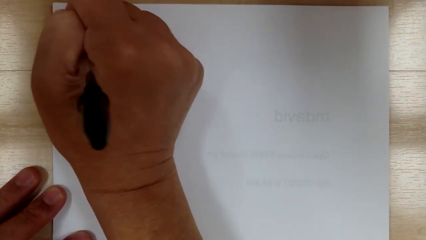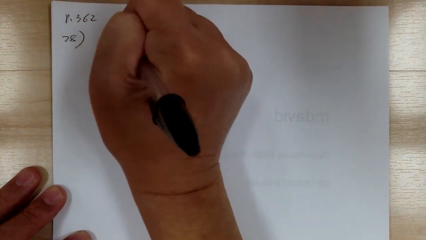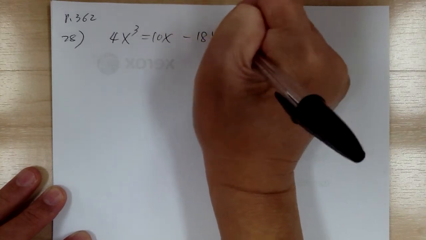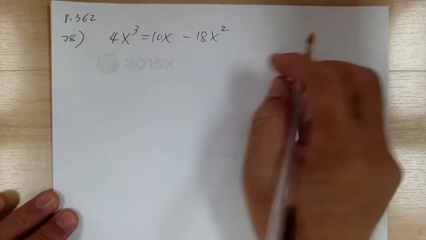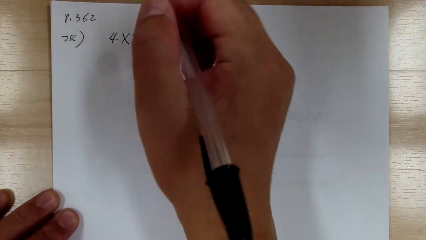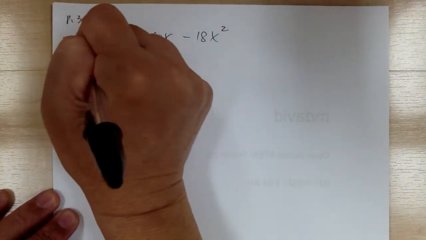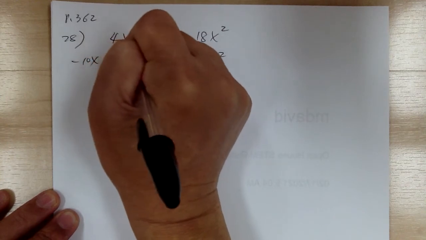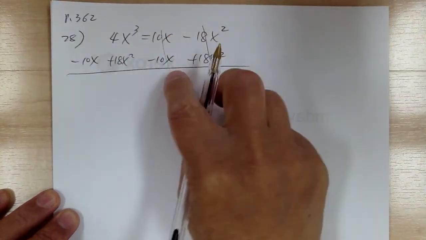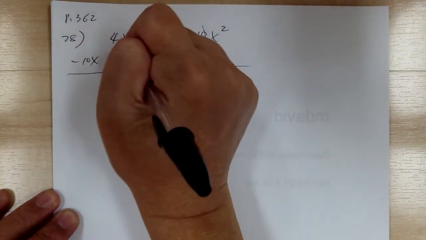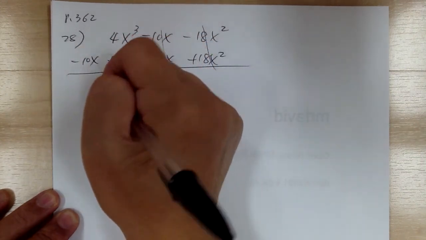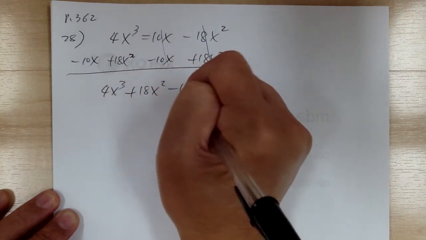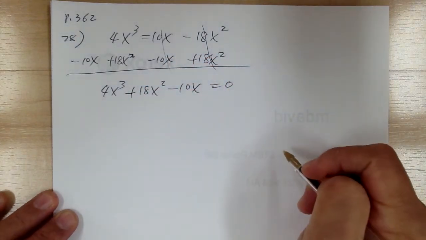Okay, number 28. You got 4x cubed equal to 10x minus 18x squared. Okay, so you have to make it equal to 0, so move everything over. So minus 10x, plus 18x squared, plus 18x squared. Again, write down what you're going to do and then do it. So that way, cut down a lot of mental errors. Okay, so arrange this in correct order. So you got 4x to the 3 plus 18x to the 2 minus 10x equal to 0.